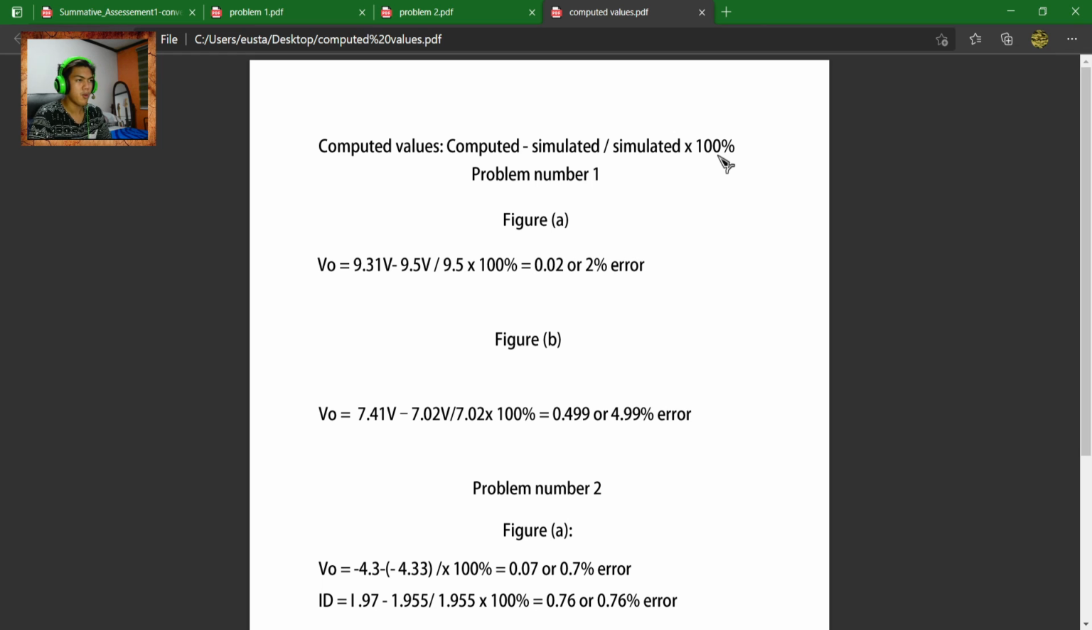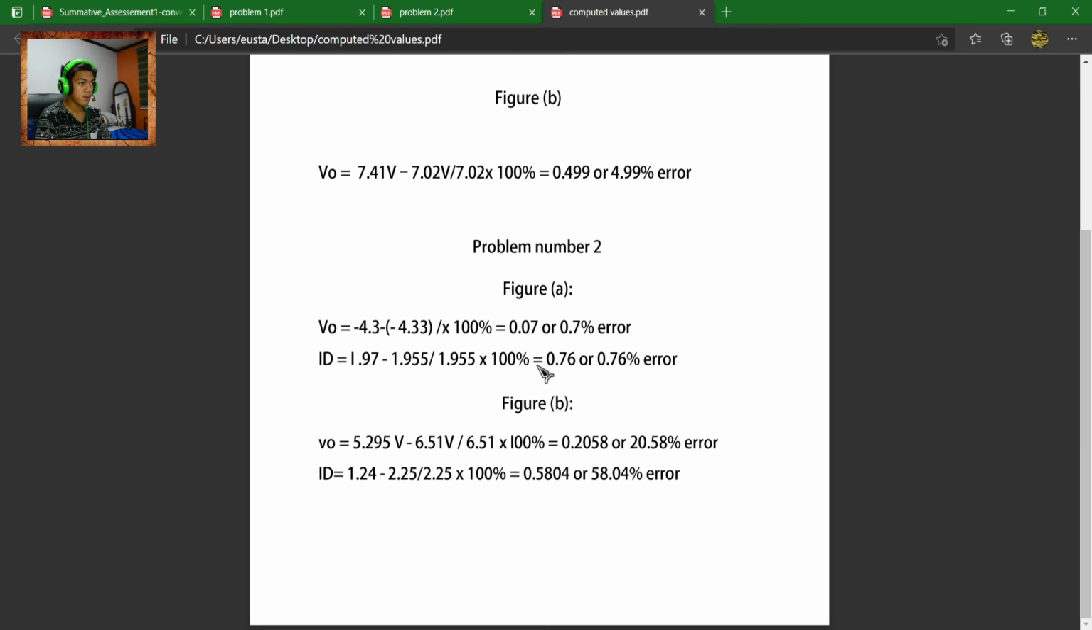So in problem number 1, figure A, VO equals 9.31 volts minus 9.5 volts over 9.5 times 100% is equals to 0.02, or 2% error. Figure B, VO is equals to 7.41 volts minus 7.02 volts over 7.02 times 100% is equals to 0.499, or 4.99% error.